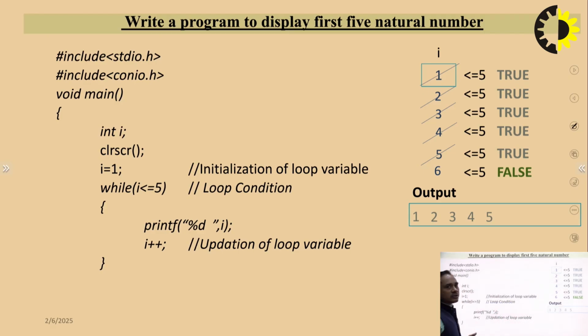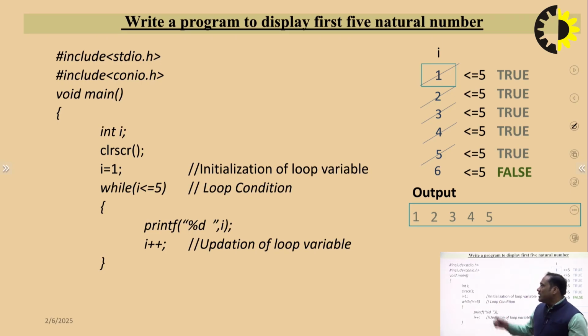First you will write the header files, that is include stdio.h, conio.h. These are library files already built into C. stdio stands for standard input output, and conio stands for console input output. So you will start from main, or you can say void main, the body of the program.